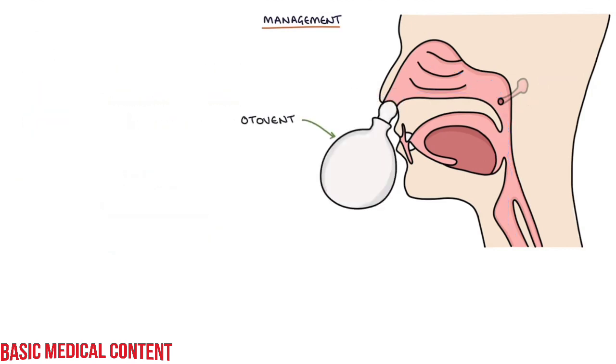Otovent is an over-the-counter device where the patient blows into a balloon using a single nostril, which can help inflate the eustachian tube, clear blockages, and equalize the pressure in the middle ear.